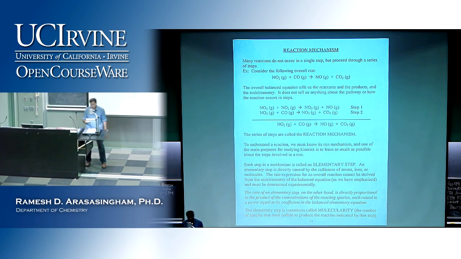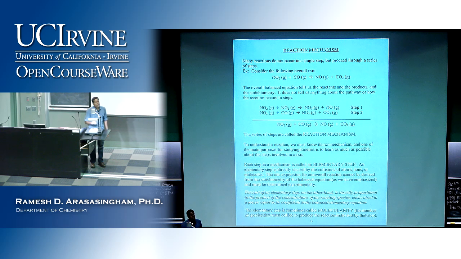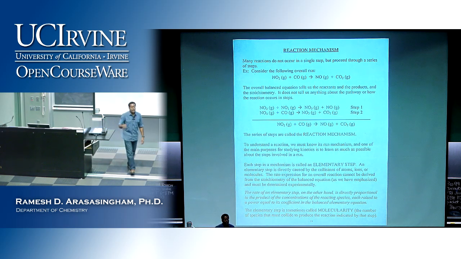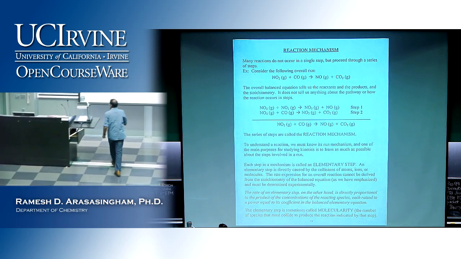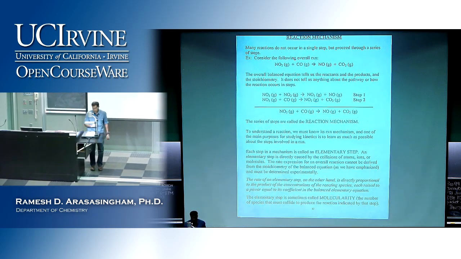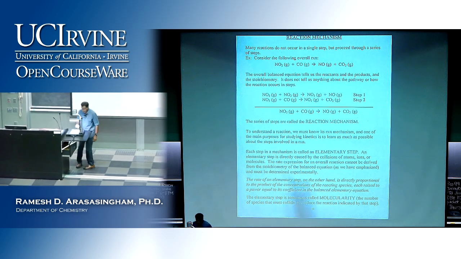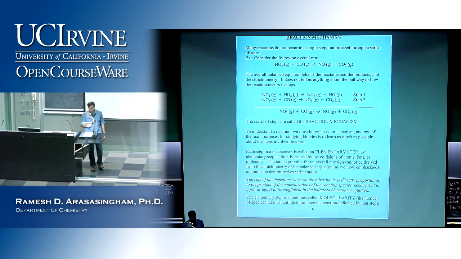So to understand a reaction, we must know its reaction mechanism. And one of the main purposes of studying kinetics is to learn as much as possible about the steps involved in a reaction. So when we talk about pathway or the mechanism, that's what it means. All right? So each of these steps in a mechanism is called an elementary step. An elementary step is directly caused by collisions of atoms, ions, or molecules.